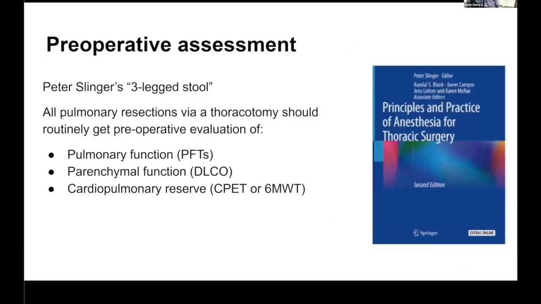So Peter Slinger's three-legged stool, that I'm sure everyone will be familiar with, comprises three things for assessing the patient preoperatively for a thoracotomy. They need pulmonary function tests, and in that they need to have their parenchymal function looked at as well, and we need to assess their cardiopulmonary reserve.